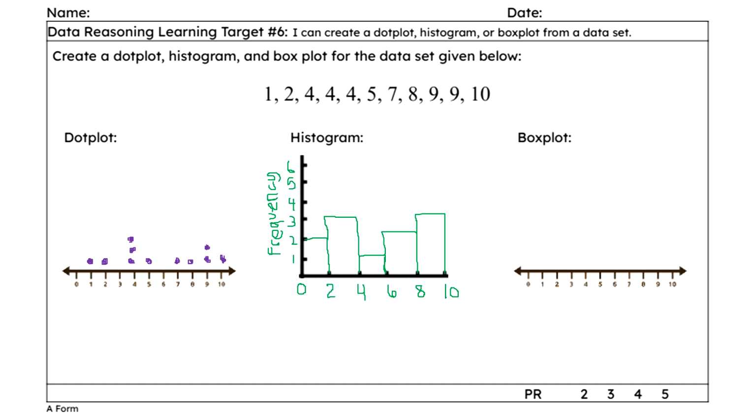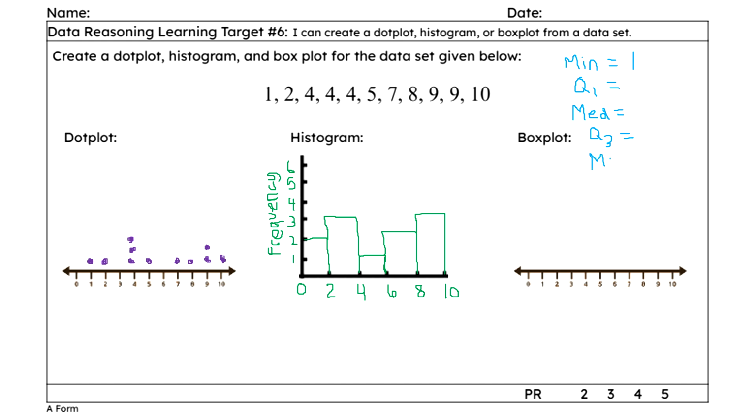So one of the first numbers we need is the minimum, which is the smallest value of the data set. My smallest number here is 1. My next number I'm going to need is my first quartile, which I'll talk about in a minute. I'm also going to need our median, which I talked about in the previous video. I'm going to need my third quartile, and then I'm going to need my maximum.